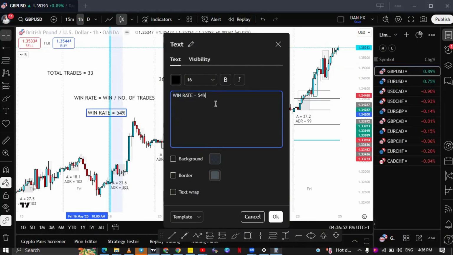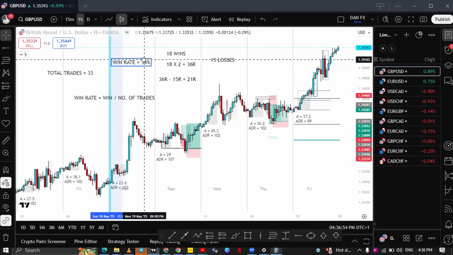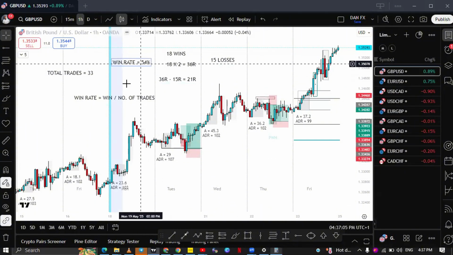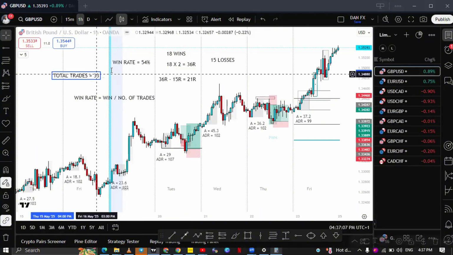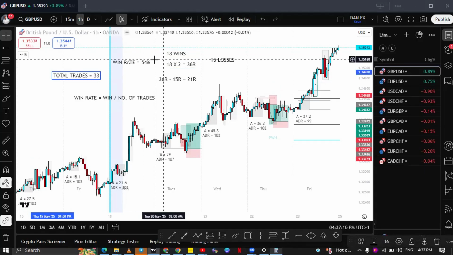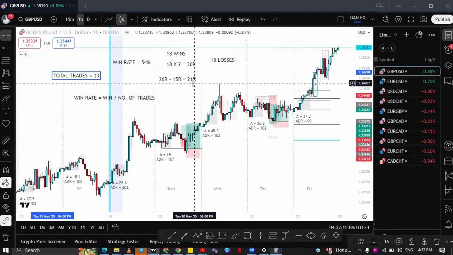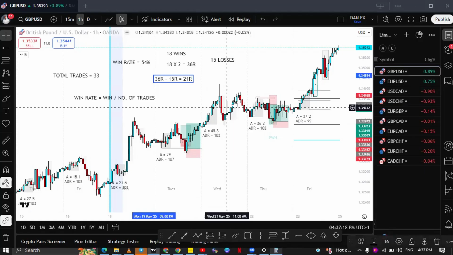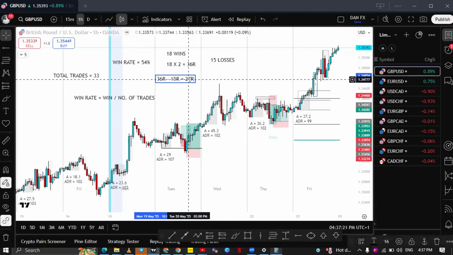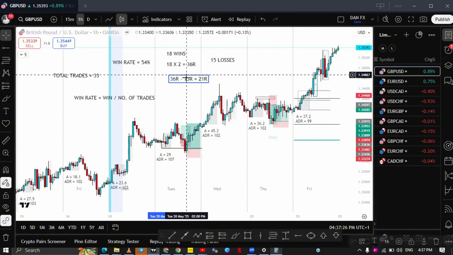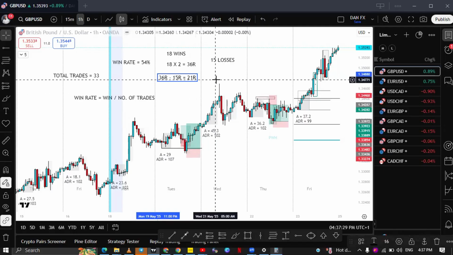54% win rate, right? So for this week, we're up. That's a 54% win rate, which is very good for a 1 to 2 risk to reward. So if you were trading these 10 pairs, you have a 54% win rate, 33 trades for the week, 18 wins, 15 losses, right? 21R. So basically, this 21R means if you're risking 1% on each trade, at the end of everything, you're up 21% on your account. So if you're trading a prop firm, if you traded every trade here, you would have passed the prop firm. If you're trying to build your account, you would have made 21% on your account, right?